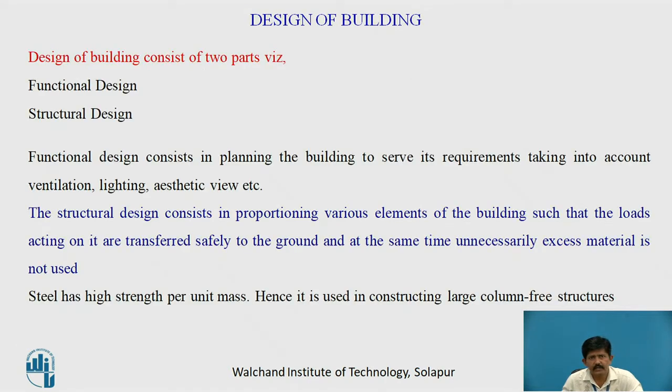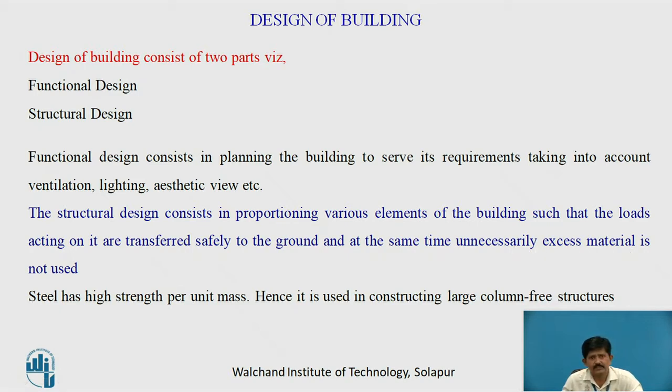So, basically the building consists of two parts, the functional design and the structural design. Functional design consists of planning the building to serve its requirements, taking into account ventilation, lighting, aesthetic view, etc. While structural design consists of proportioning the various elements of the building such that the loads acting on it are transferred safely to the ground, and at the same time unnecessary excess material is not used.